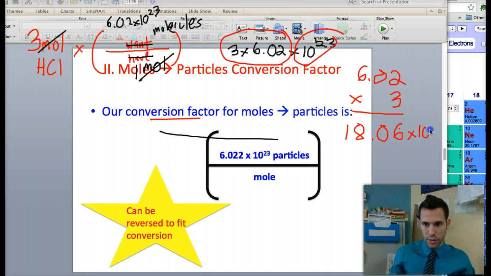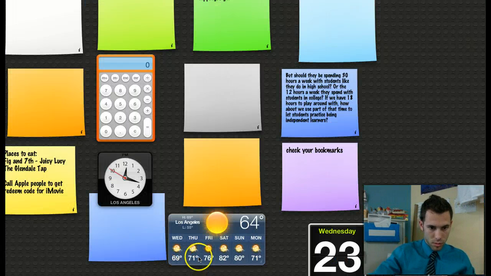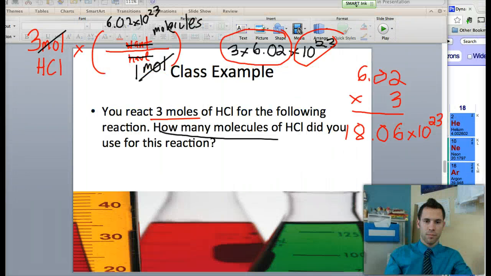Now I know that the screen changed, so let me fix that really quickly. Sorry about that. That should fix the problem.